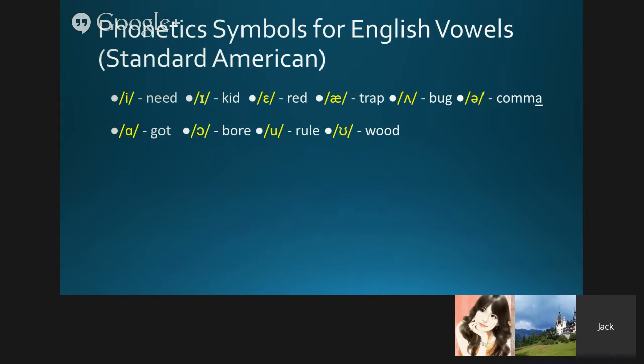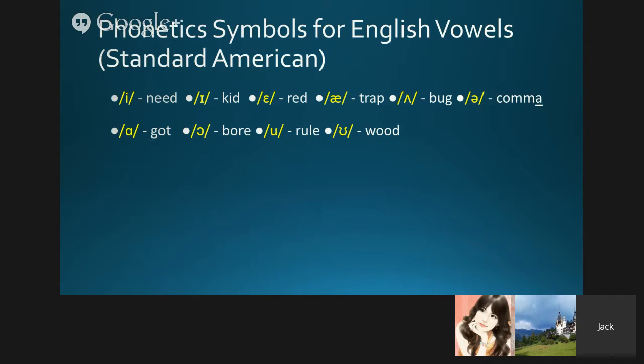Greek letter epsilon makes E as in red. This ae is the A sound of trap. This upside down V is as in bug. This upside down E is called a schwa, and it makes a little almost unpronounced vowel sound. It's never stressed in English. You can find it in the word comma. This A is as in got.